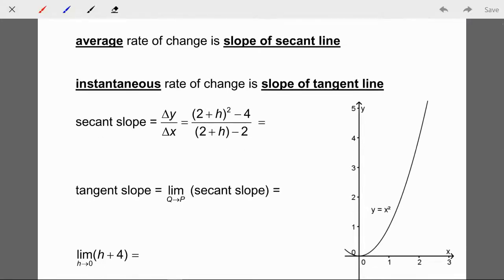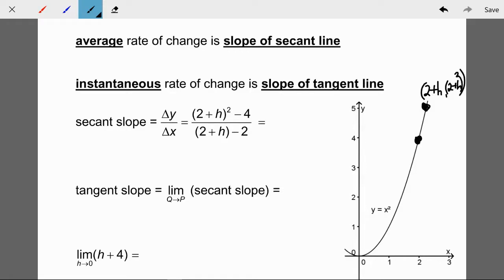What we have here is a graph of y is equal to x squared. So we're looking at the point where x is 2 and y is 4. And what we're going to do is take a second point where we're at 2 plus h. And since this is x squared, it would be (2 plus h) squared. Okay, so that would be my coordinate.